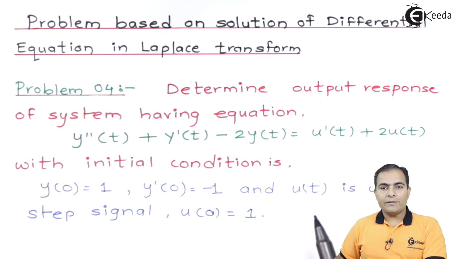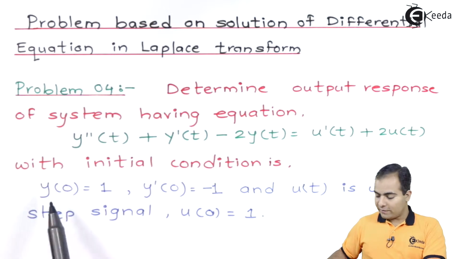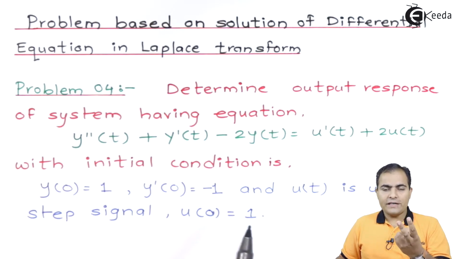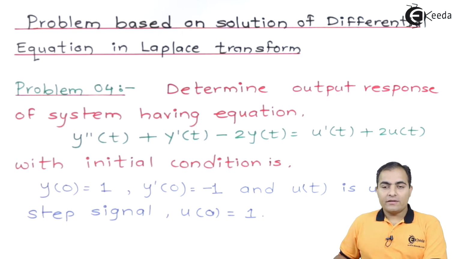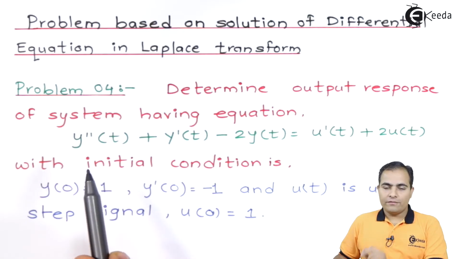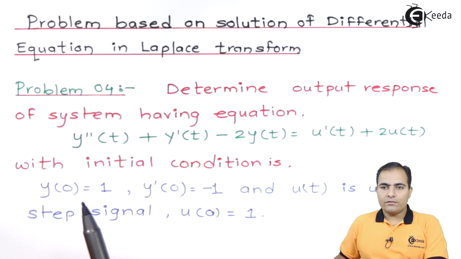Next one is y double dash of t. Here the initial conditions are already given: y of 0 is 1 and y dash of 0 is minus 1, and similarly u of 0 is also given and it is 1. Now, which property will you prefer over here? Basically, we have studied 2 different properties, or rather the same property in 2 different ways. We have derived the differentiation property in 2 different ways. The first one is the unilateral Laplace transform, and the other is the bilateral Laplace transform.